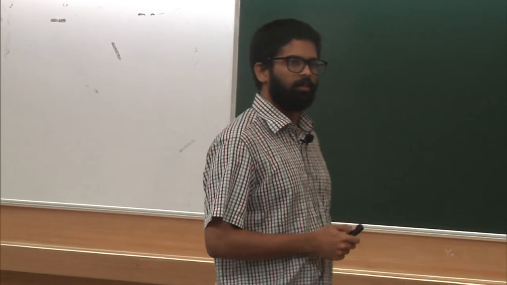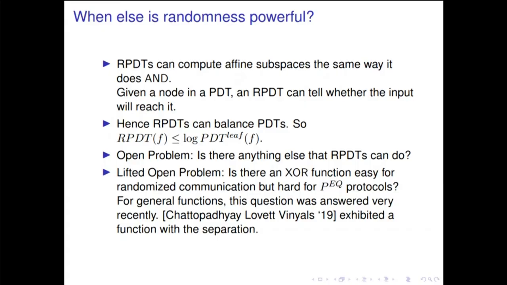Yeah. This upper bound on RPDT, it's a non-adaptive upper bound, right? Is the upper bound true even for non-adaptive randomized parity decision trees? I don't see how that would follow. I don't think it should have followed.